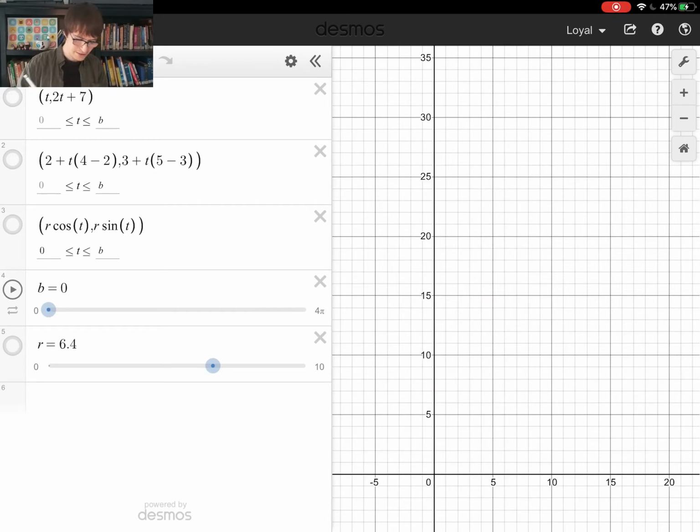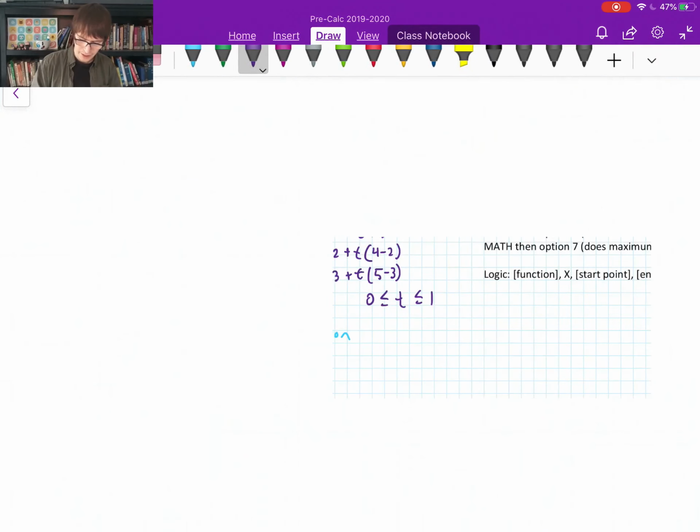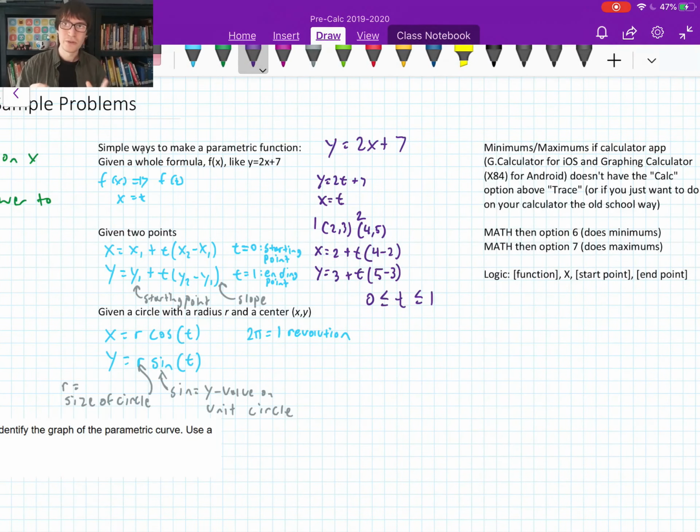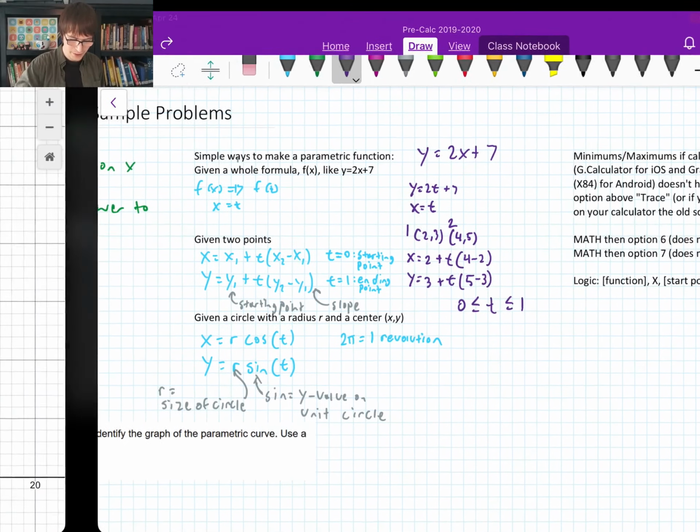Now let's graph that second one. We made a parametric equation off of two points, 2, 3 and 4, 5. If I'm not leading you astray, when we graph 0 is less than or equal to t is less than or equal to 1, we'll get a line segment from the first point to the second point, 2, 3 to 4, 5.